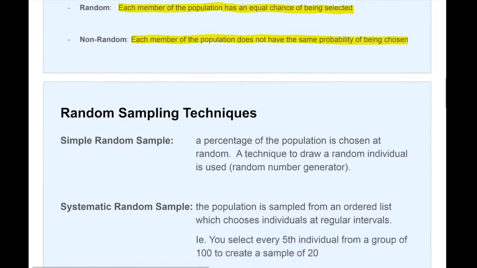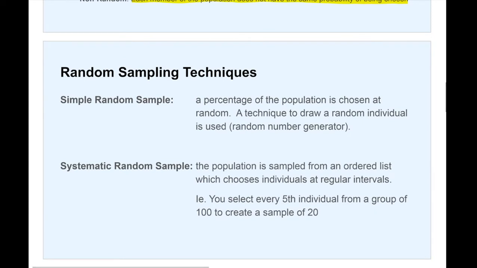So we're going to go through and list some of the techniques. Here we have a simple random sample. A simple random sample is where a percentage of the population is chosen at random. So similar to what I did in the warm-up, I just randomly selected people. Everyone had an equal chance. It was just a matter of who I picked. If you wanted to put more of a technique behind it, maybe you use a random number generator, and whoever's at that number is who gets chosen.